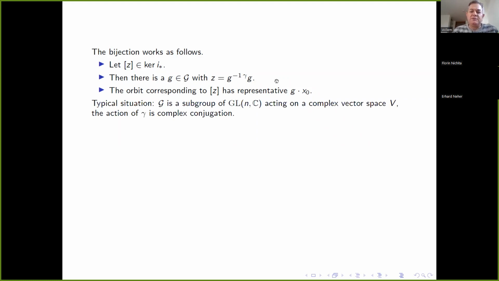And the typical situation where we can apply this is where G is a subgroup of GL n C acting on a complex vector space V, and the action of gamma is complex conjugation. Then we have this situation.